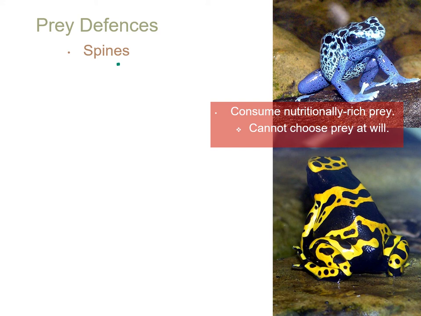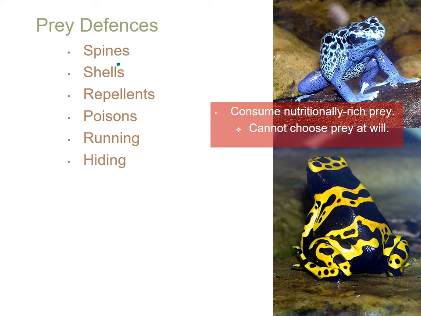You might be spiny, you might have a hard shell, you might have some sort of repellent, some distasteful smell, so that if you bit me it would not taste good. Poisons, here are some poison dart frogs. We could run away so you don't eat me. I could hide. Hang out in groups, so you don't stay off there alone where the wolf can pick you off. Hide in the middle of a herd. Fighting, be feisty, make sure that they don't get you.